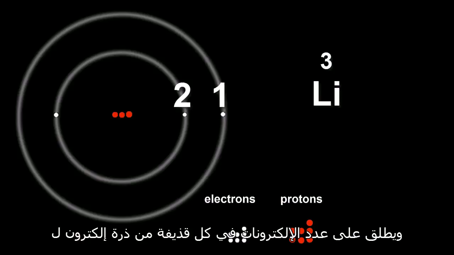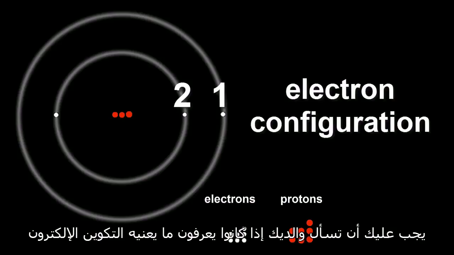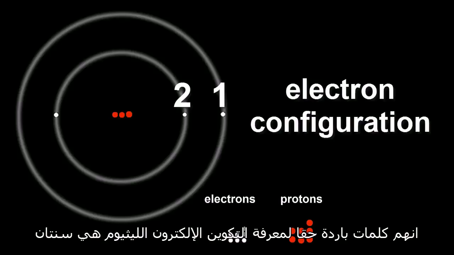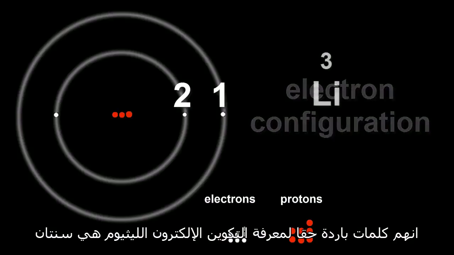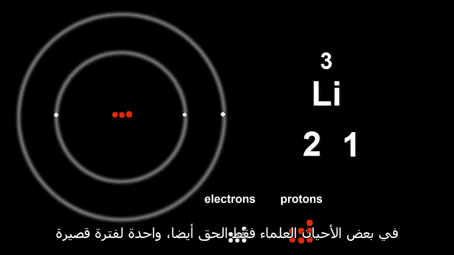The number of electrons in each shell of an atom is called its electron configuration. You should ask your parents if they know what electron configuration means. They're really cool words to learn. The electron configuration of lithium is 2 electrons in the first shell and 1 electron in the second shell. Or sometimes scientists just write 2, 1 for short.